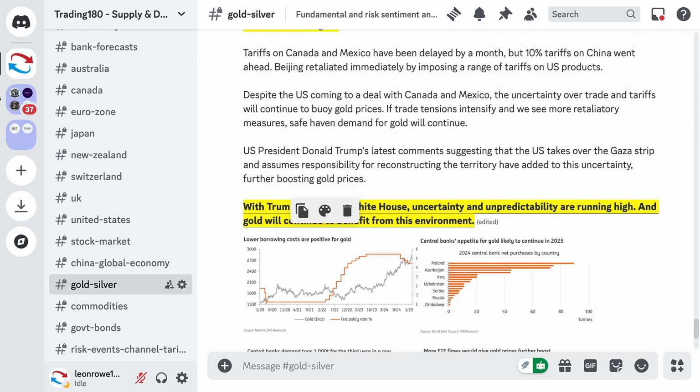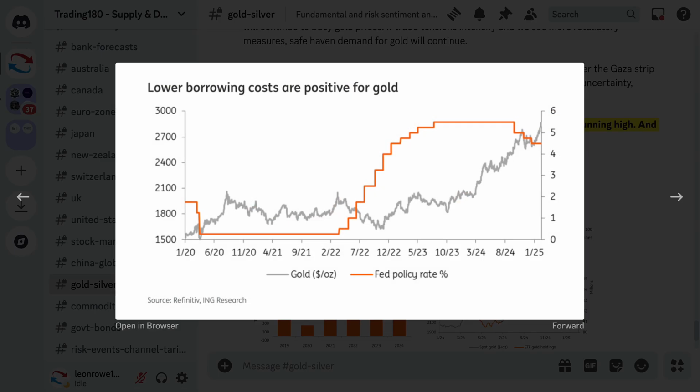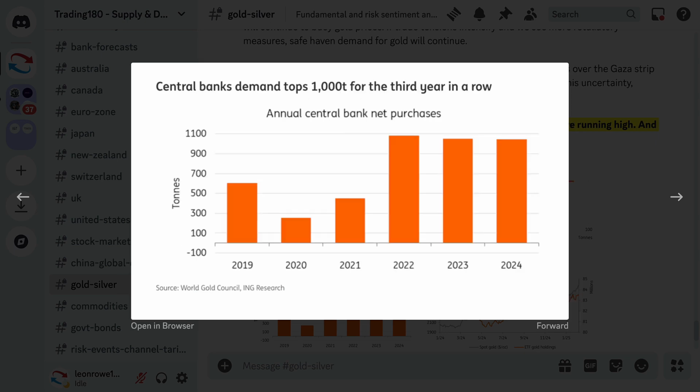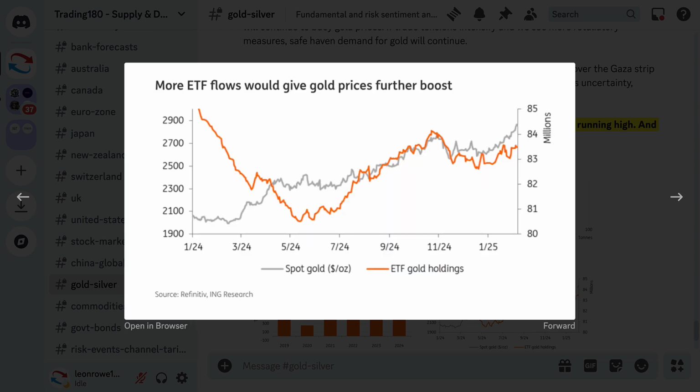And looking at a few charts, a few graphs, it says here lower borrowing costs are positive for gold. Central banks' appetite for gold is likely to continue in 2025. Central banks' demand tops 100 tons for the third year in a row: 2022, 2023, 2024. So central banks buying lots of gold, and more ETF flows would give gold prices a further boost, right? So we're seeing ETF holdings continue to trend to the upside.